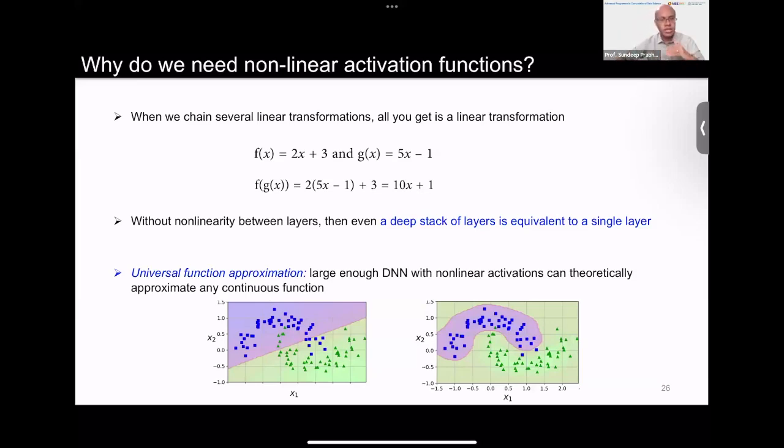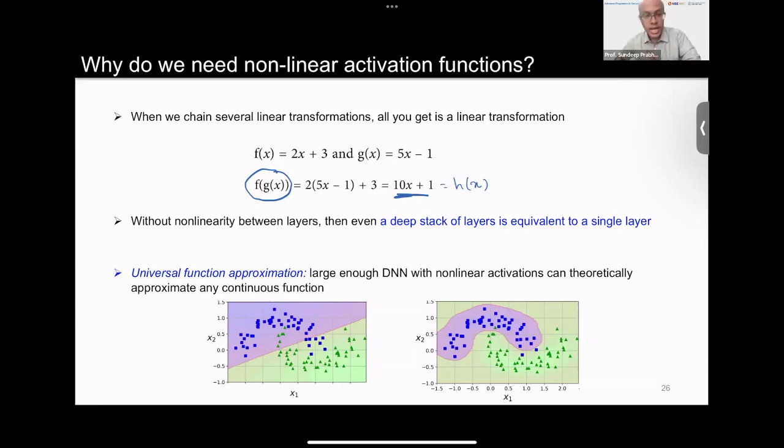I'm now composing these 2. There is no non-linearity here. It is 2 linear functions, right? So f is linear, g is linear in x. I'm composing these two functions. What that means is I multiply 5x minus 1 with 2 and add a bias of 3. What I get is again a linear function, which means that if I compose several linear functions, I again get a linear function. So this can indeed be written as some other linear function h of x.